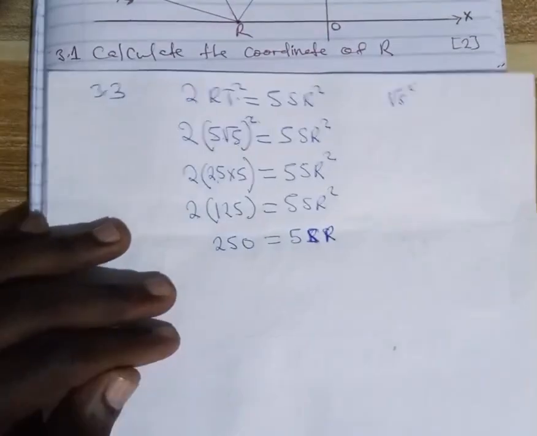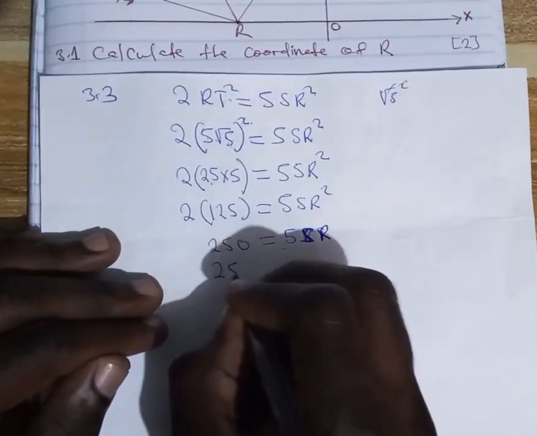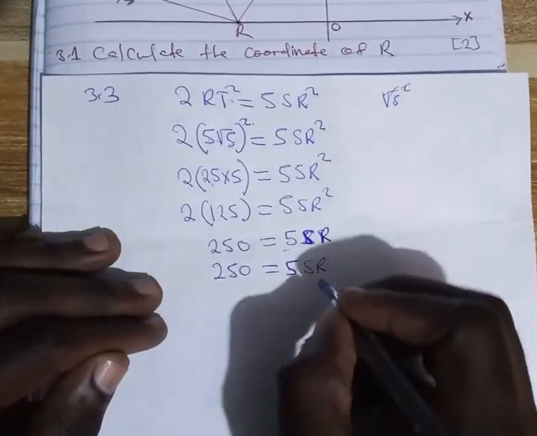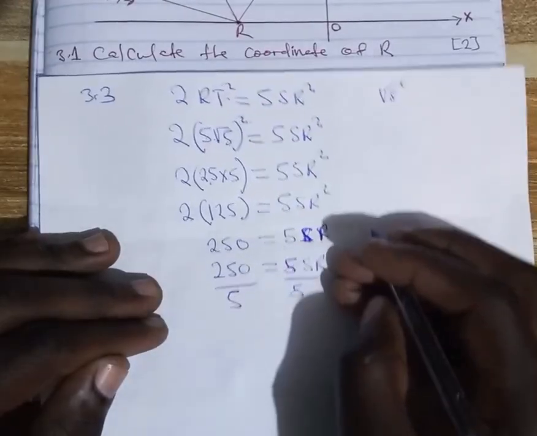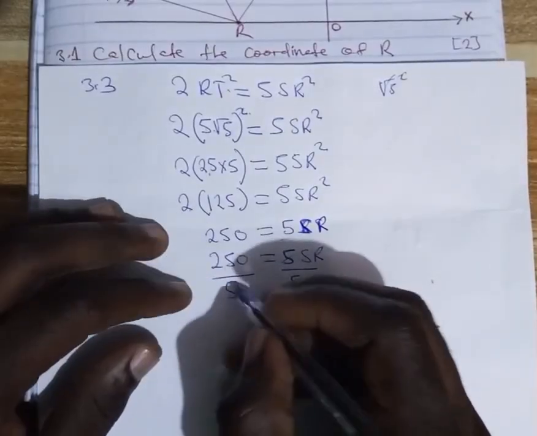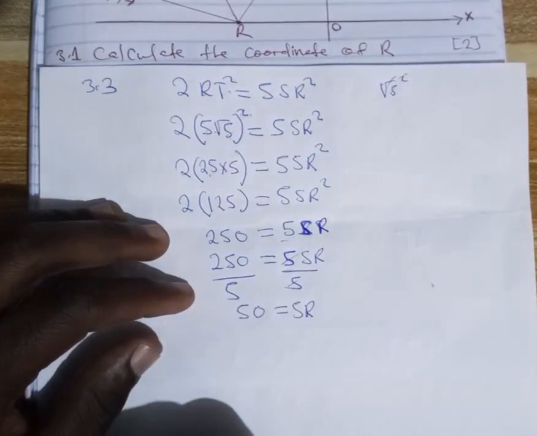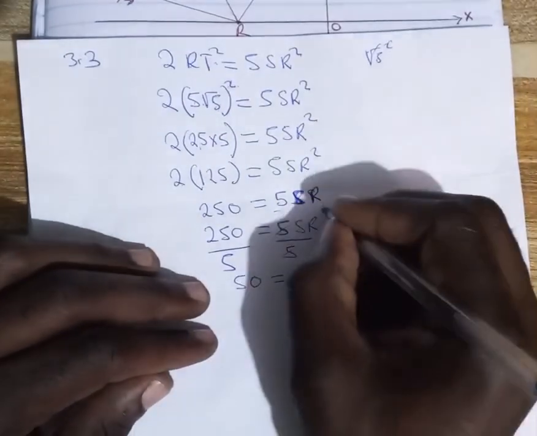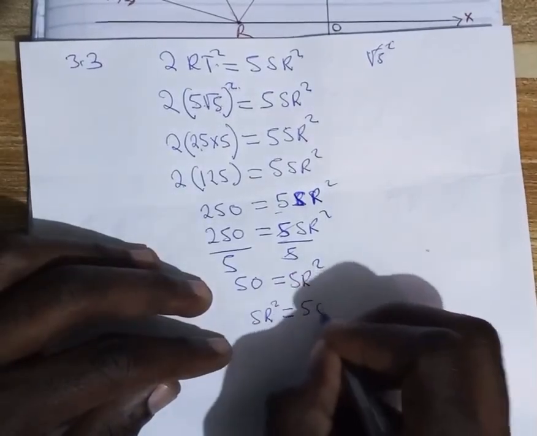From here, what do we do? We divide by 5 here. So we have 250 equal to 5 SR squared. To find SR squared, we divide by 5. Divide by 5, 5 goes. SR squared is equal to 250 divided by 5, which is 50. It's giving us 50. So SR squared is equal to 50.